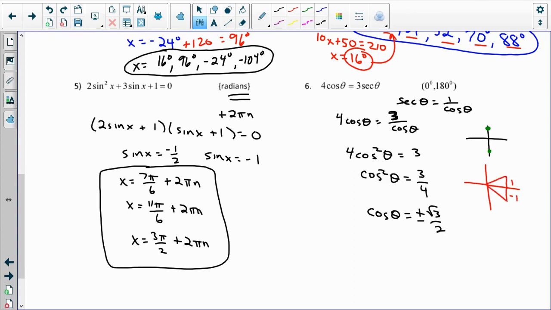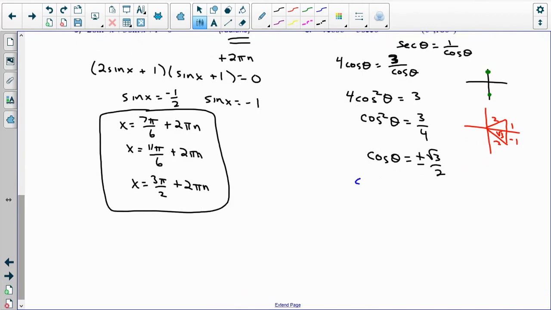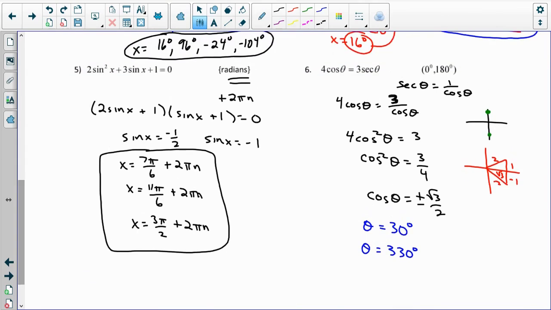So that would be my picture. And since it's a 30-degree reference angle, I will say that theta equals 30 degrees, or theta equals 330 degrees. But just a reminder that my answers have to be between 0 and 180.